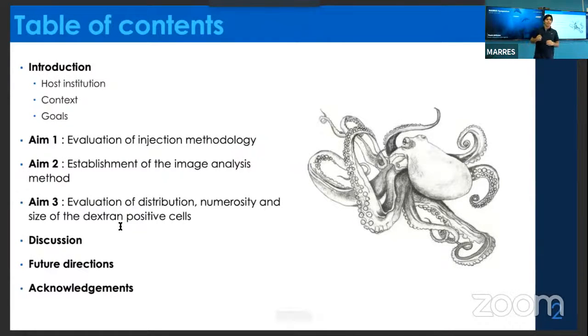So this presentation will not follow a common outline. I will present the host institution, the context, and the goal of the thesis. Then we'll go through the results of the three aims of this thesis, with a presentation of the results and an explanation of the results. Then a general discussion and future direction of the project.